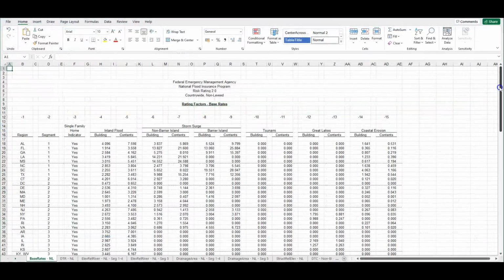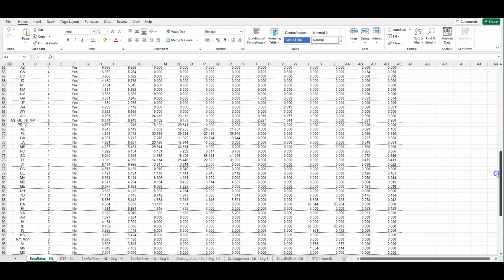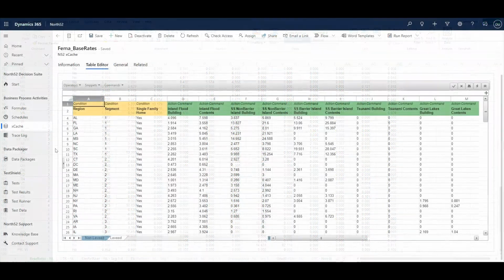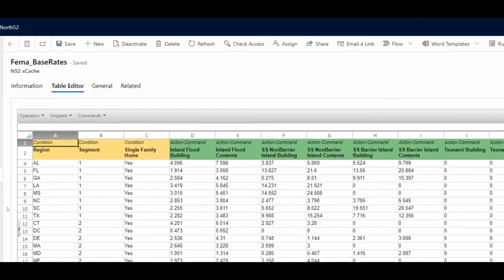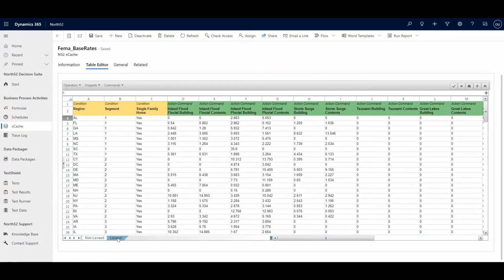The first category of rating tables, defined in the Rating Factors Excel file, is the base rates for non-levied areas. A sample of this table is shown here. We use this information to build the corresponding xCache table in the North52 decision suite. The condition columns represent data which is used to look up a specific rating. For example, if the region was South Carolina, the segment 1, and it is for a single-family home, the inland flood building rating would be 2.255. The base rates for levied properties are defined in a separate sheet in the same xCache record, allowing the logical grouping of related rating tables.